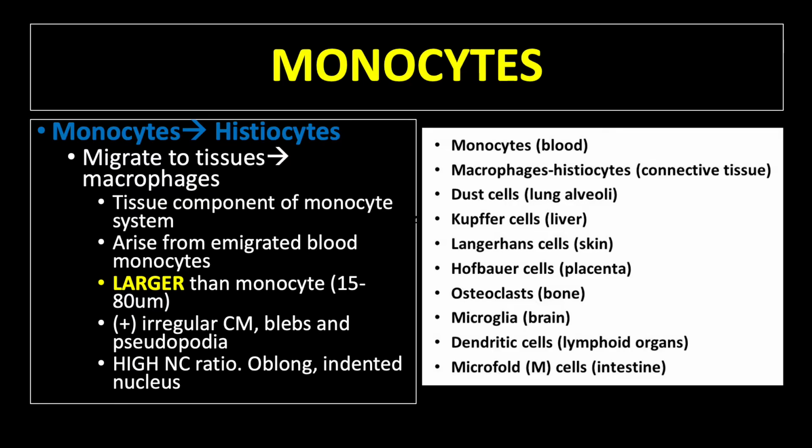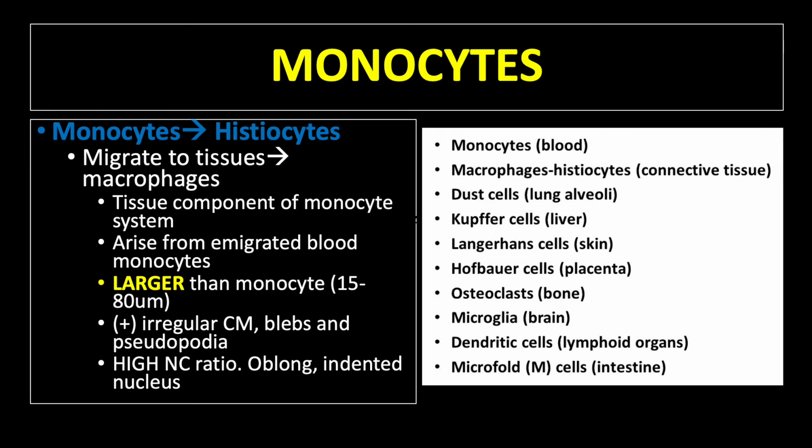As mentioned a while ago, monocytes eventually go to the tissues and become macrophages or histiocytes. So they migrate to tissues to become macrophages and become the tissue component of the monocyte system. They usually arise from immigrated blood monocytes and are larger than monocytes. Macrophages are generally larger and usually measure 15 to 80 micrometers, and contain an irregular cell membrane with blebs and pseudopodia.